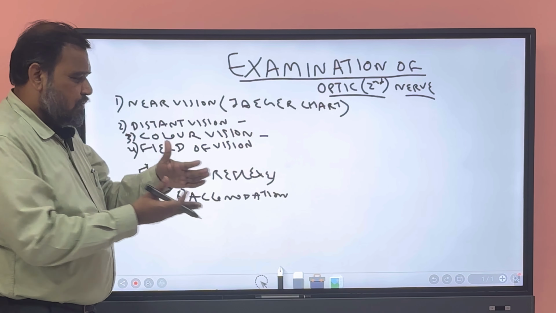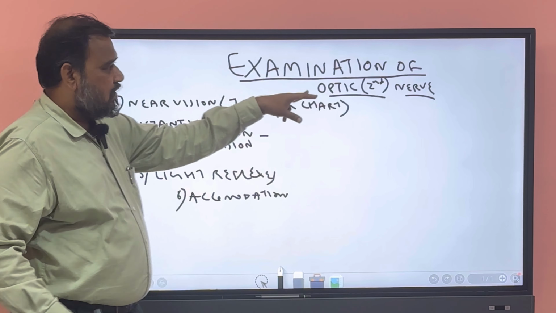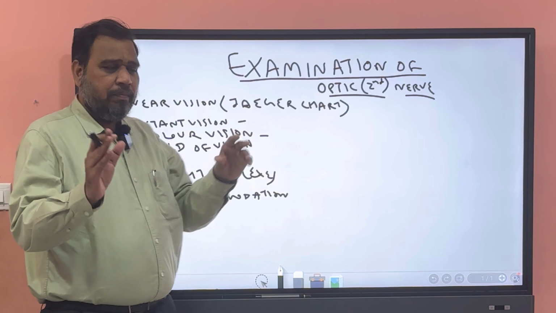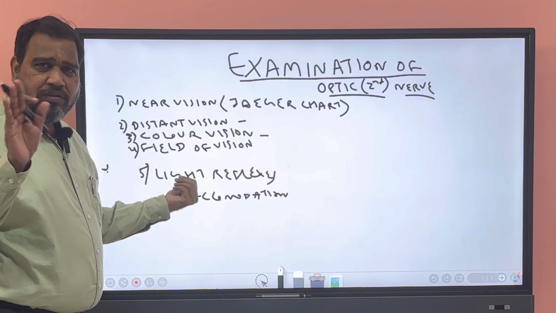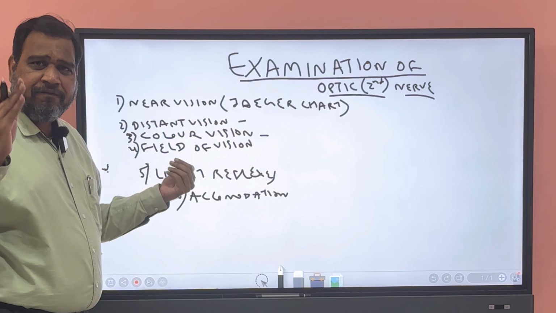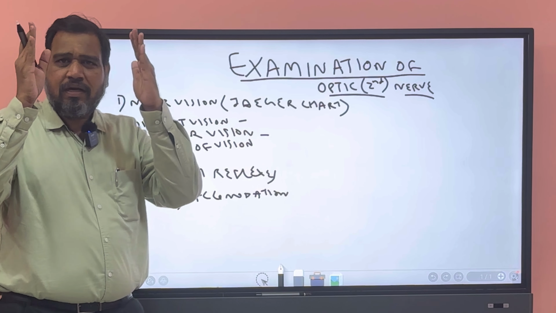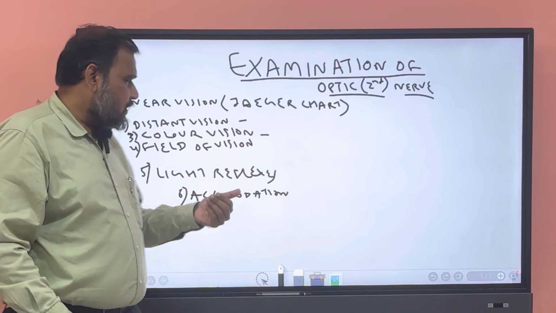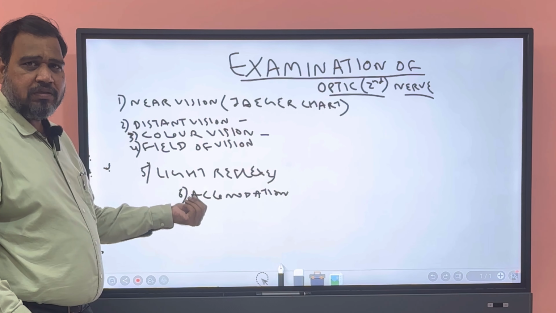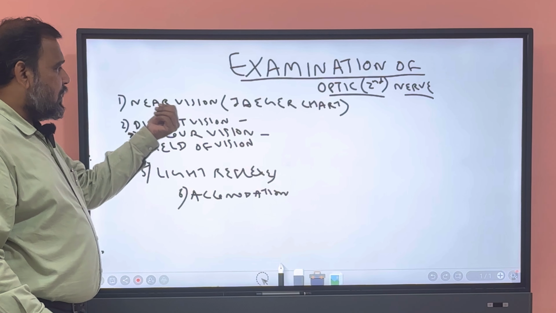Many students used to forget to do light reflexes, but now they ask for second nerve examination. So remember, light reflex, both direct as well as indirect light reflex, afferent is the second nerve and efferent is the oculomotor nerve. Whenever second cranial nerve examination is asked, see to it that you do light reflexes also and accommodation reflex. Now I will start with near vision.